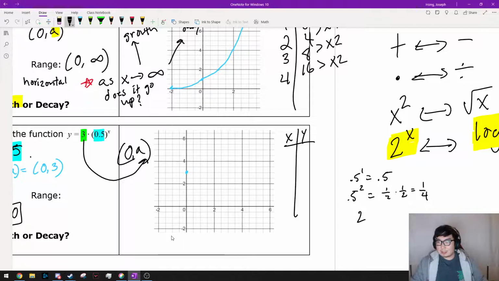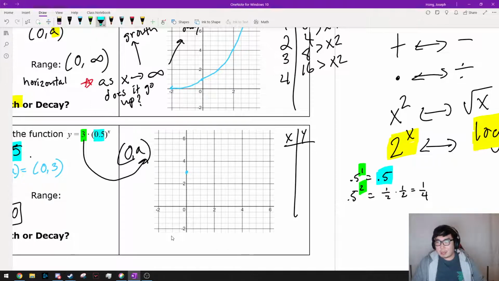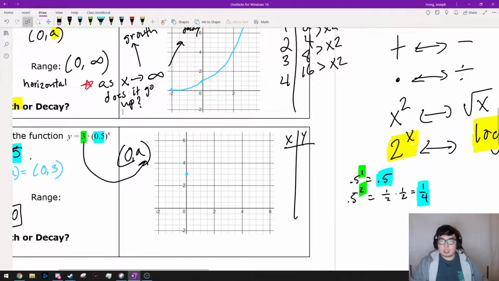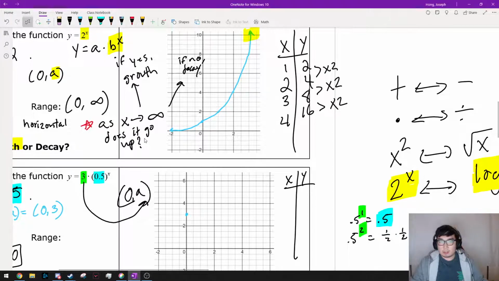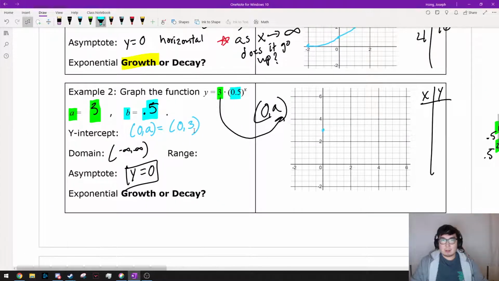So x got bigger, right? X was 1, but it became 2. But my answer went from a half to a fourth. So when I ask this question again, as x goes towards infinity, does my graph go upwards? Well, from here to here, it went down, or it decreased. Therefore, this must be a decay, like so.